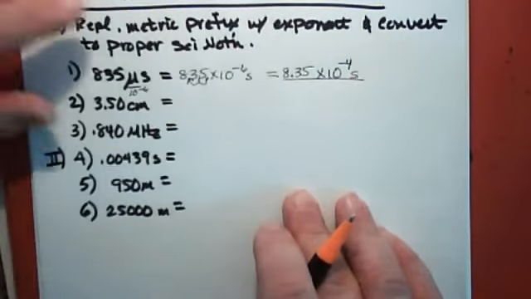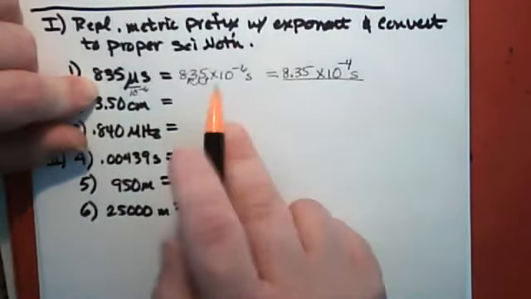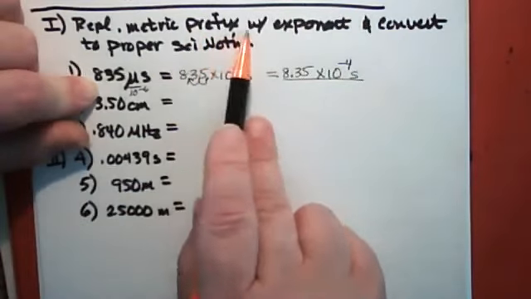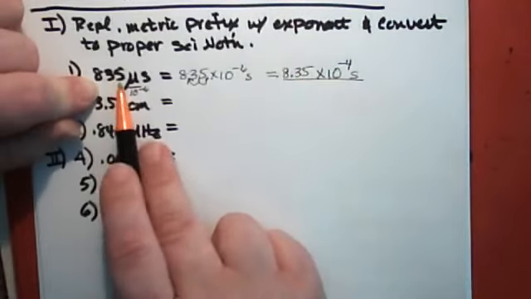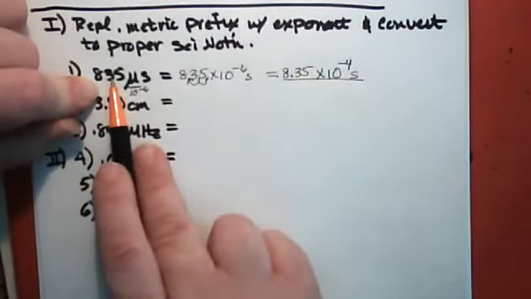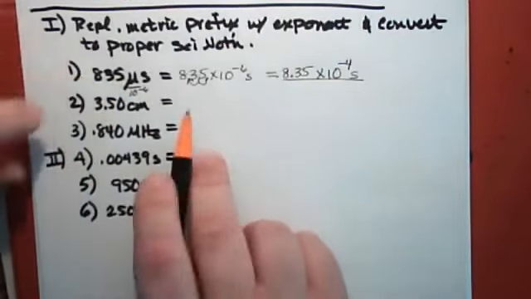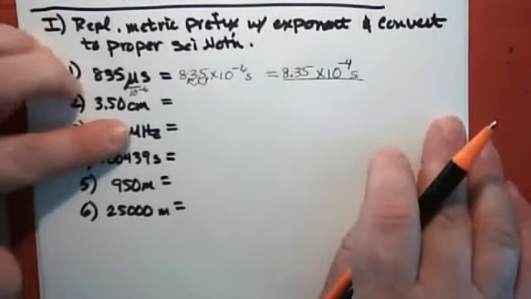Of course, for proper scientific notation, if the problem didn't say first replace the metric prefix with an exponent, you could just call this 8.35 times 10 to the second power microseconds. So 8.35 times 10 to the second is 835. But since we've been told to replace the prefix, we have to do that first.